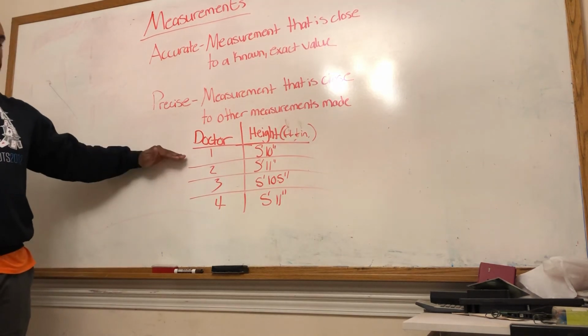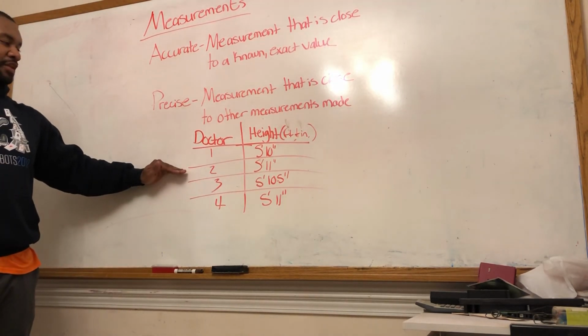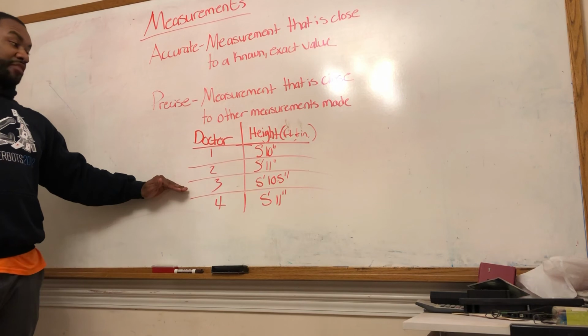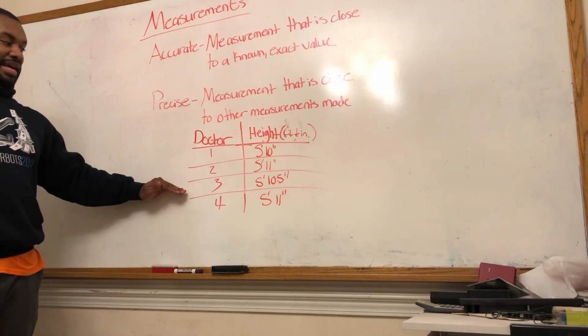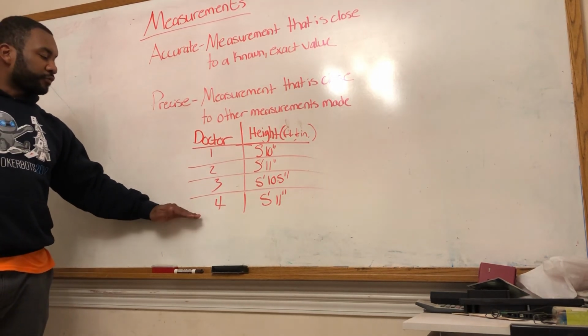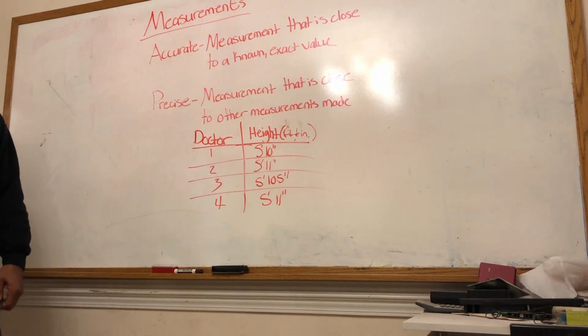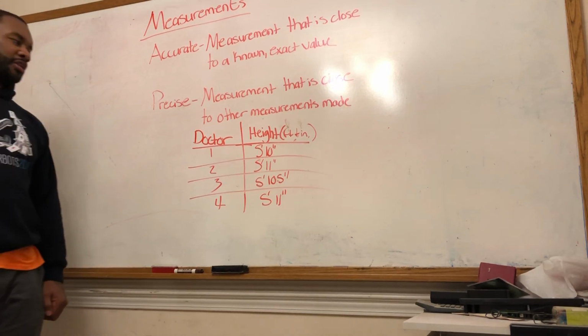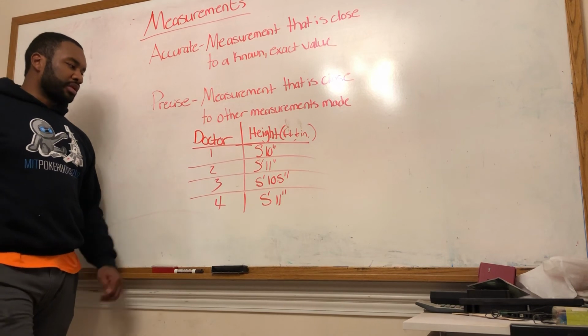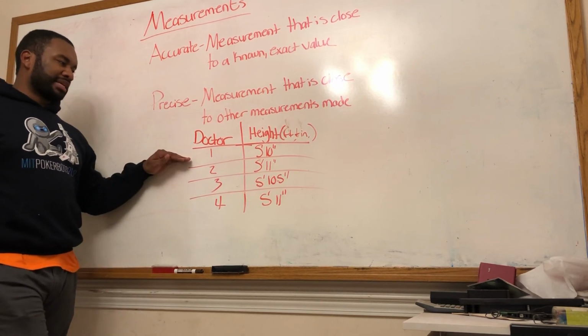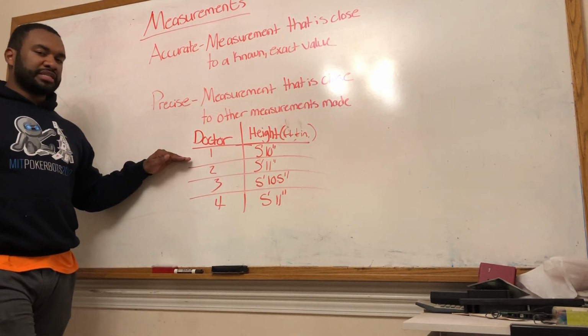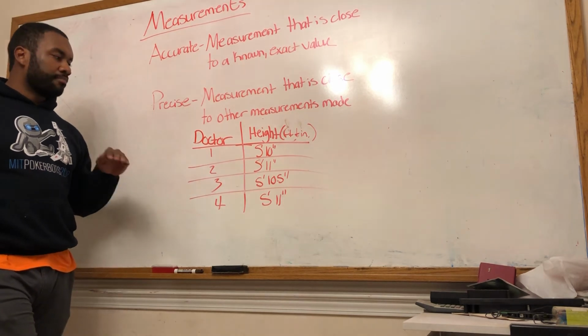So doctor number 1 said I'm 5'10", doctor number 2 said I'm 5'11", doctor number 3 said I'm 5'10 and a half inches tall. Doctor number 4 said I'm 5'11". That's pretty precise. The outlier in this case, in my opinion, would be number 1 because I'm actually 5 feet 10 and 3/4 inches tall.